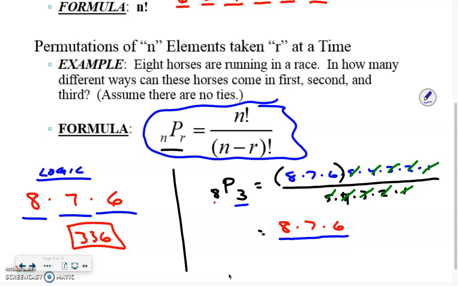Now again, that's 2 very different ways of looking at 8 times 7 times 6 in terms of how we got there logically compared to how we got there with permutation notation. But the answer is going to be the same. Okay? Or, once again, type it in on the calculator.